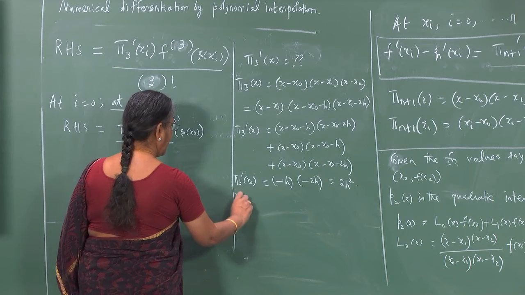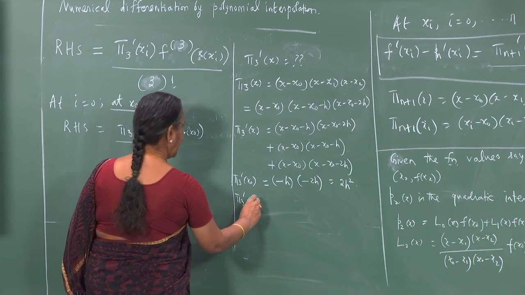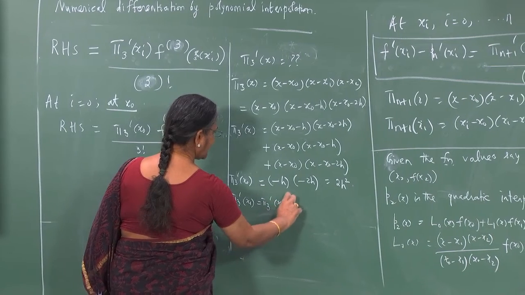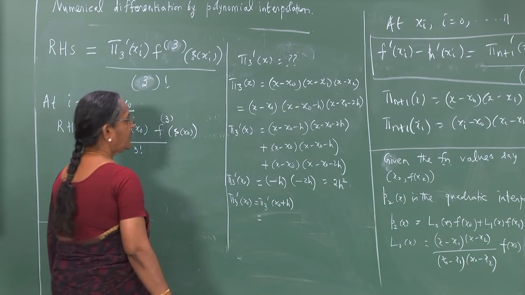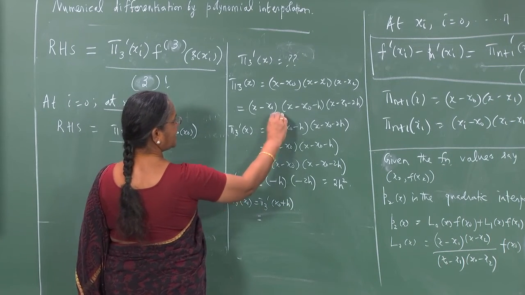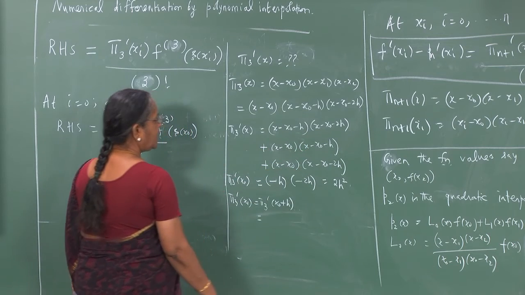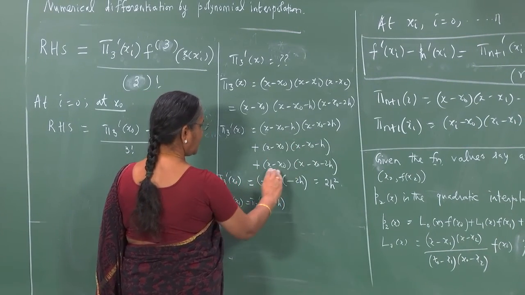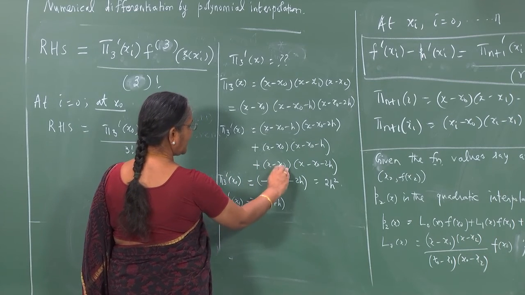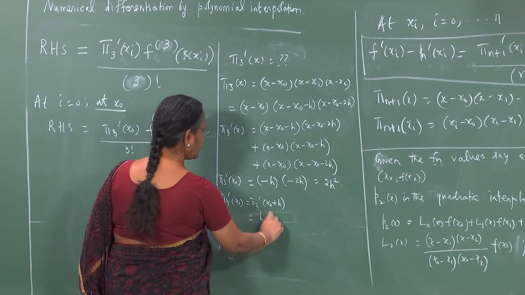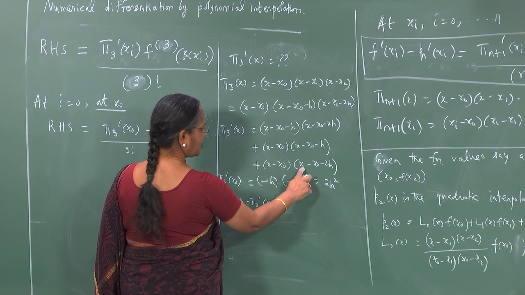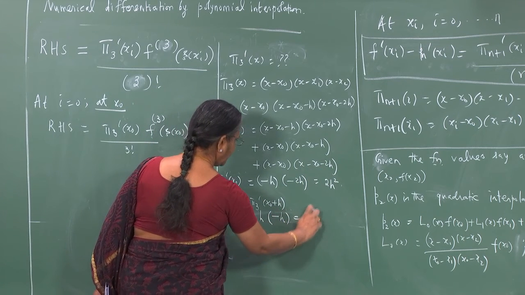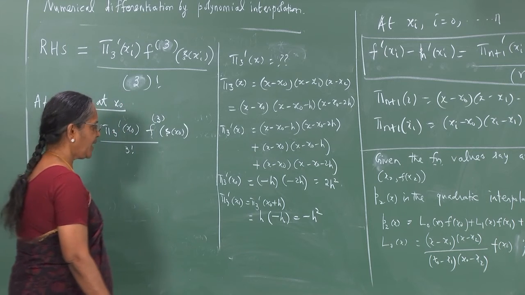And then let us find pi 3 dashed at x naught, x1. What is it? It is pi 3 dashed at x naught plus h. So, I substitute x as x naught plus h, this goes, and then I substitute x as x naught plus h, this term also goes. So, from here x naught plus h minus x naught, so h, and x naught plus h minus x naught minus 2h, so minus h. So, this will give me minus h square.